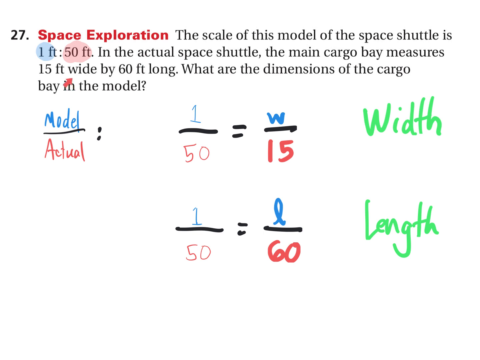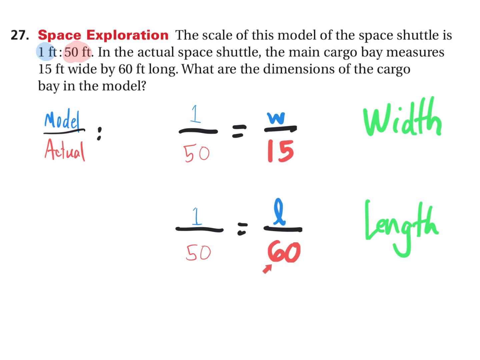So the actual width is 15. What's the dimensions of the model's width? So model to actual, the unknown model's width to the actual width. They also give us the actual length, which is 60 feet long. So again, model to actual is 1 to 50. What's the model's length when the actual length is 60? That's the proportion that we'll find that.